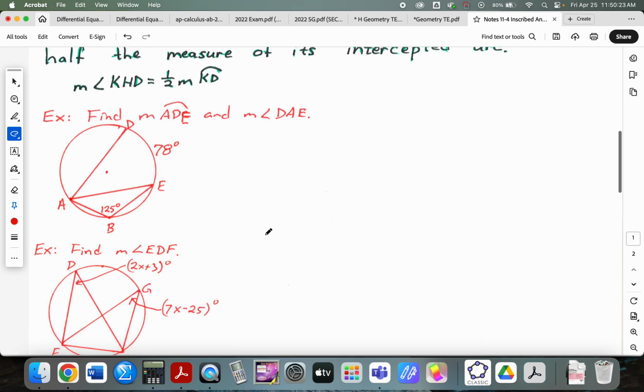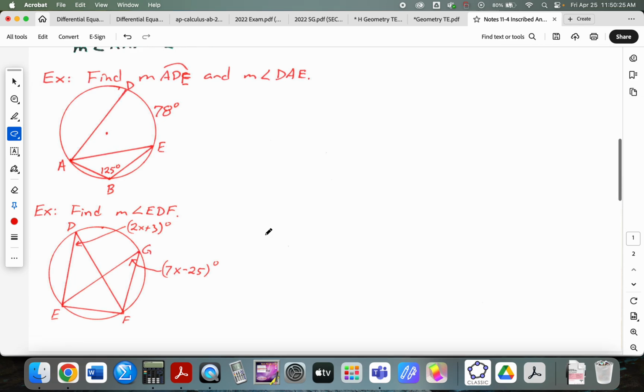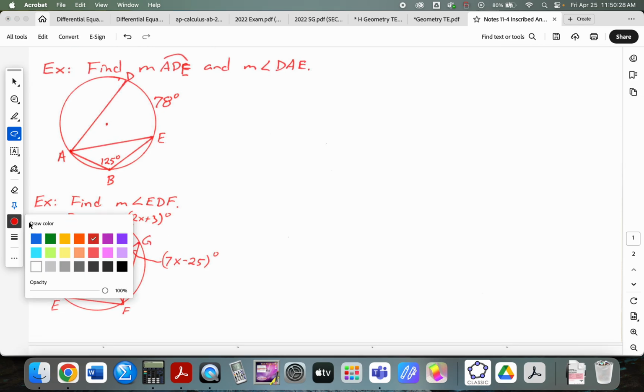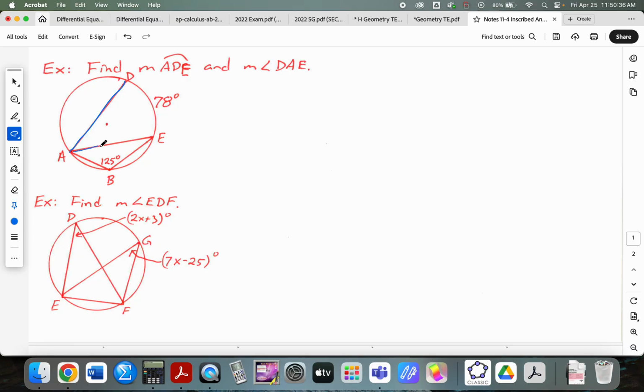All right, we're going to actually do this problem in the opposite order that it's been asked here. Let's find the measure of angle DAE. So from D to A to E, its vertex is on the circle and its sides are made of chords. So that's an inscribed angle. Its measure is just going to be half of the arc that's intercepted. So this is half of 78, which is 39 degrees.